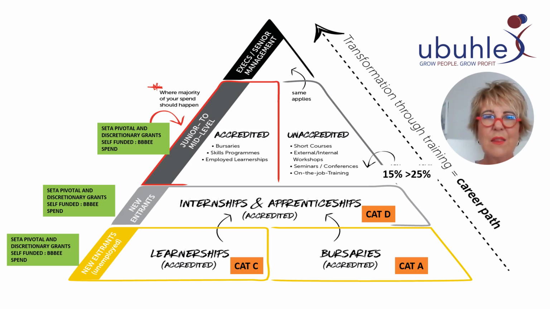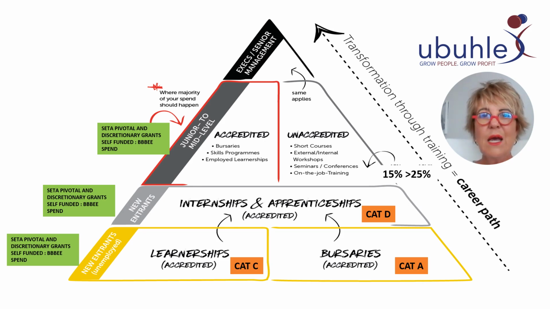Then we move to the next level within an organization, and this is the junior to mid-level. And this is most probably where the majority of your spend should happen. Between 15 and 25% of your spend should be focused on this. So once again, you can implement accredited programs, which could be bursary skills programs or employed learnerships, or unaccredited programs, which is short courses, external or internal workshops, seminars, conferences, or on-the-job training initiatives.